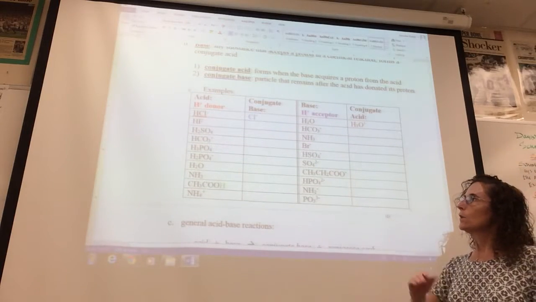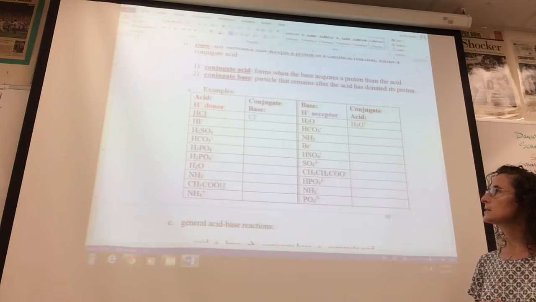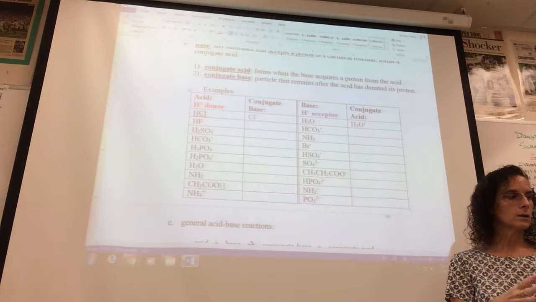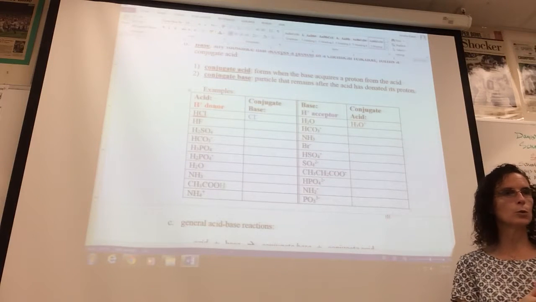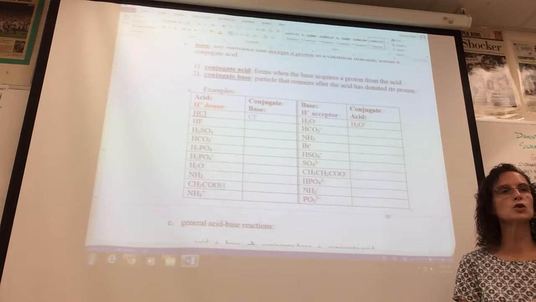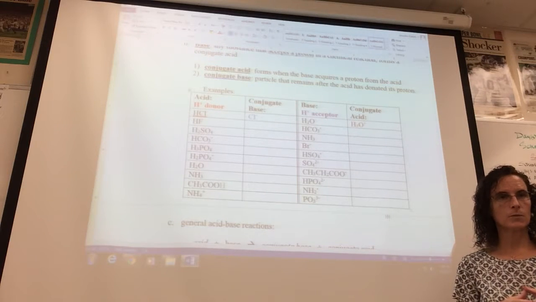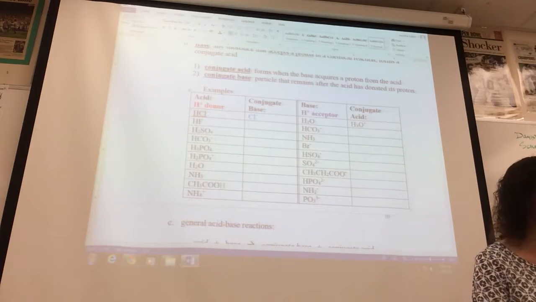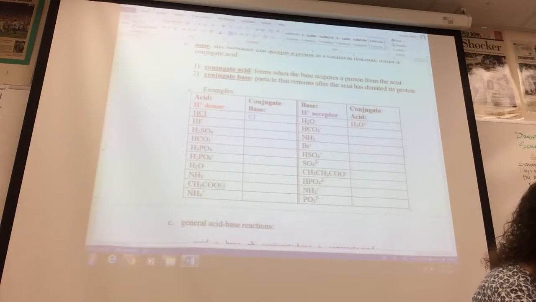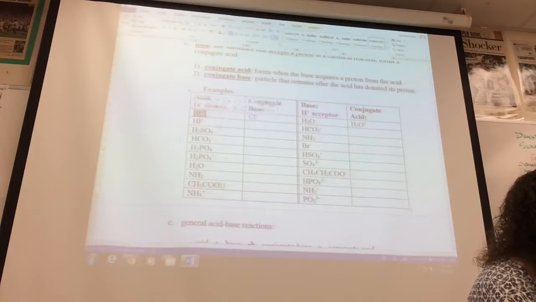All right, so we've got a list of acids here. We've got a list of bases. An acid is a proton donor. So a Bronsted-Lowry acid is a proton donor. It's going to donate a proton to a base. We'll worry about the donation to the base in a few minutes. I want to take a look at what the acid forms when it donates its proton.